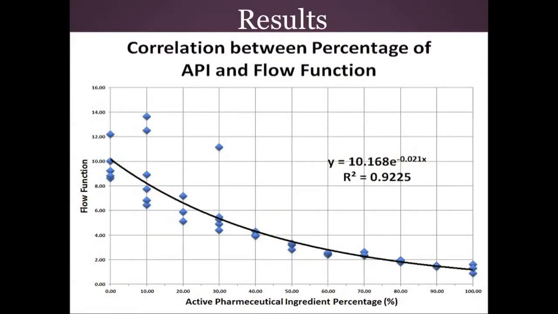These are the results that we actually got from testing the experiment. We plotted the active pharmaceutical ingredient by mass percentage against the flow function, and as you can see, we got an exponential function here. The line of best fit was 10.168 times 10 to the negative 0.021x, and the R squared value was 0.9225, which shows that there was a very strong correlation. We had very typical results of what we expected based on prior research. The excipient had larger particles, so when there was less API, we had better flowability, which makes sense.